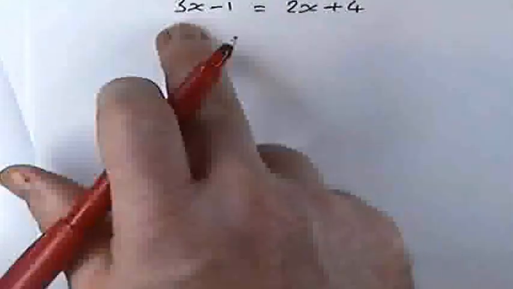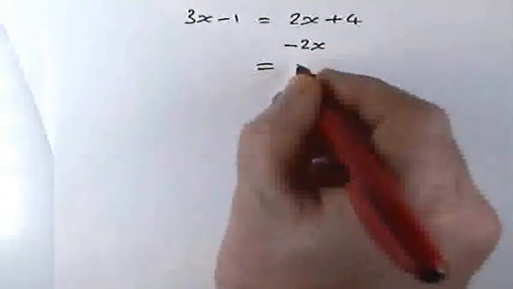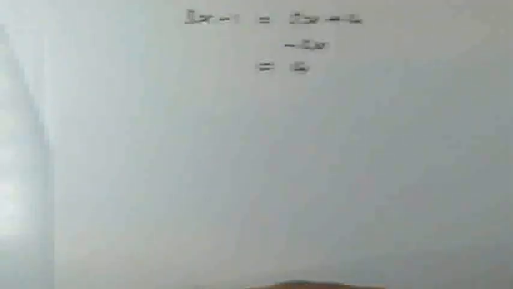3x minus 1 is equal to 2x plus 4. Right. So which side has the smallest amount of unknowns? The right hand side. There's 2 lots of x here, and there's 3 lots of x here. So we're going to get rid of that 2 lots of x by taking 2x away on this side, and that gives me 4 on the right hand side.